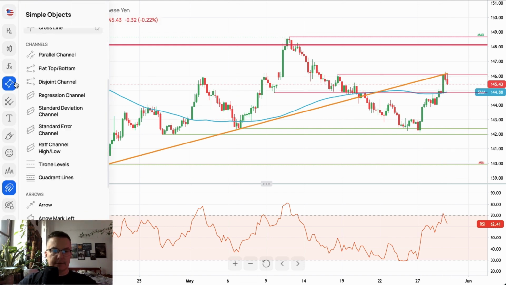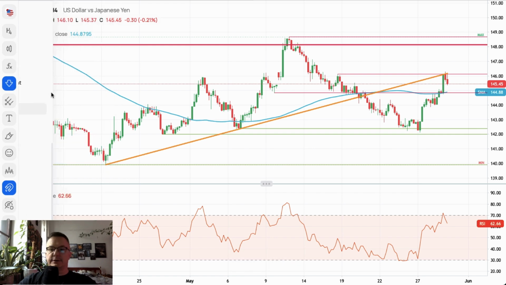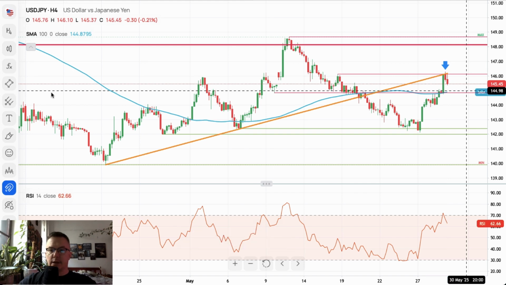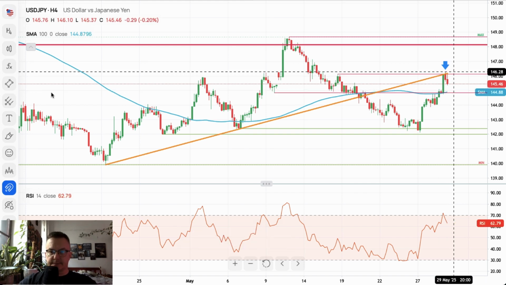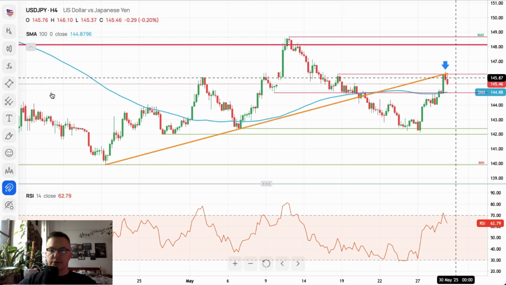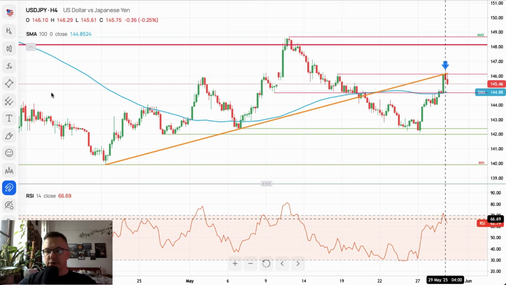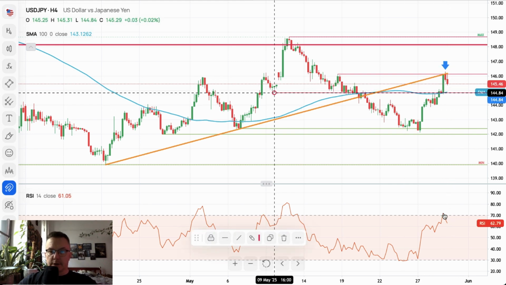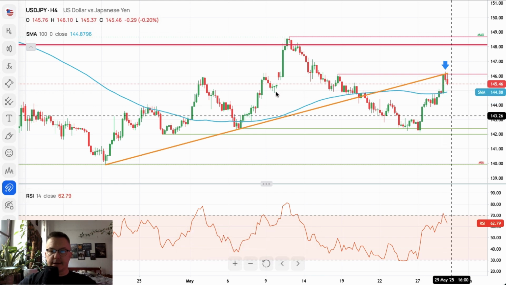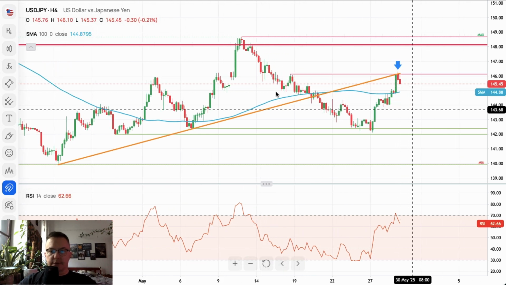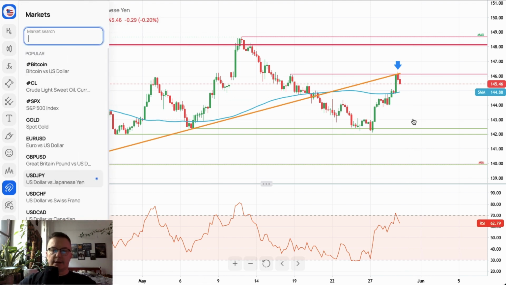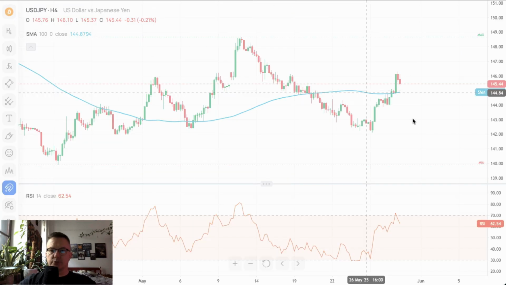Let me just mark it. If I have my arrow, there you go. This is the level here that I'm talking about, and that's the situation. Clear rejection of the trend line test from the downside, clear rejection of the technical resistance, extremely overbought market conditions, and now the market can go lower. Now this level is no longer necessary, as we might develop some sort of downside movement on the US dollar to the Japanese yen. Perfect technical analysis in play, so please make sure that you have it on your charts as well.